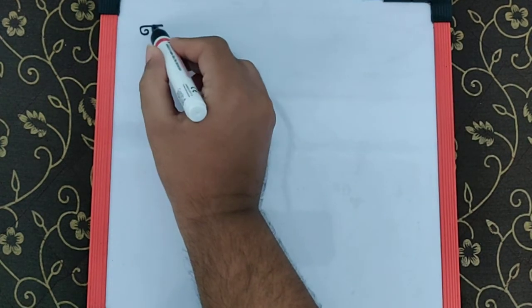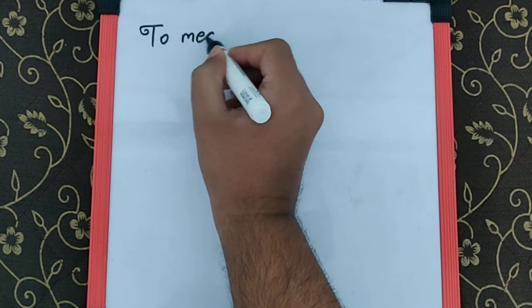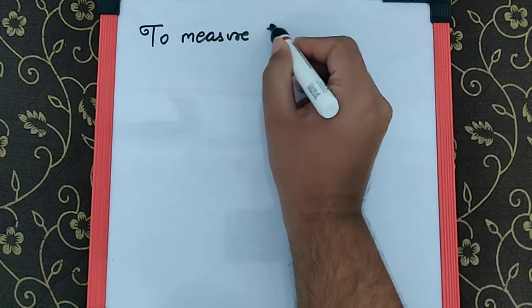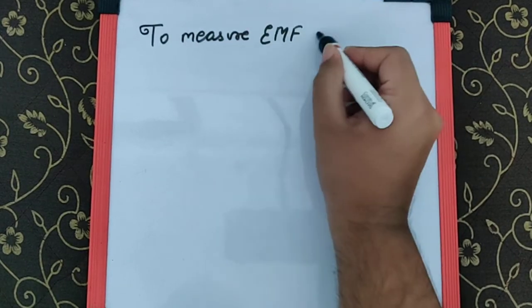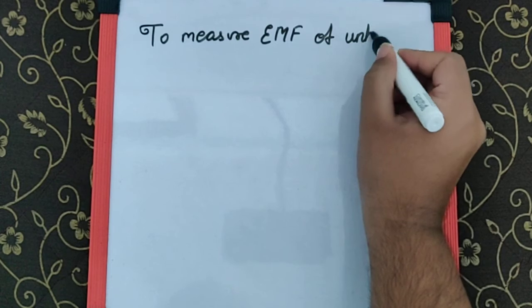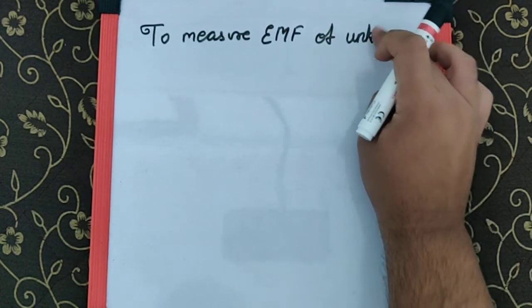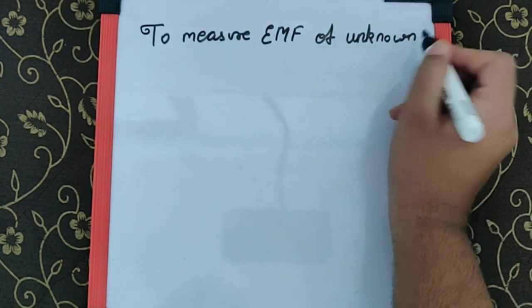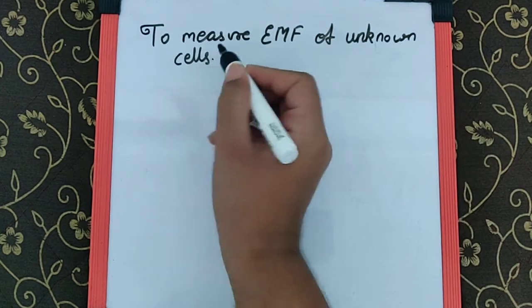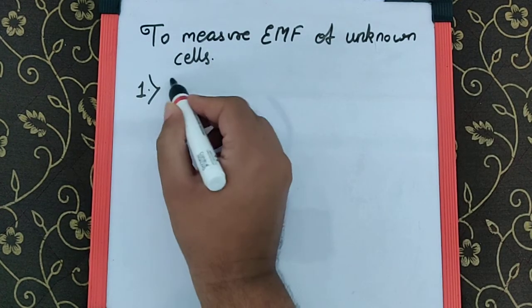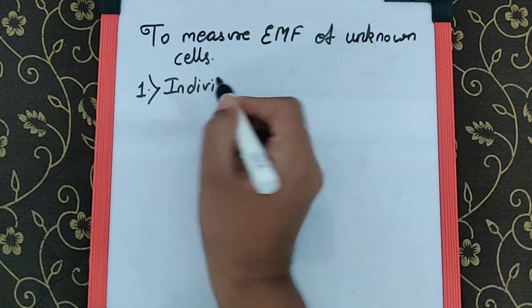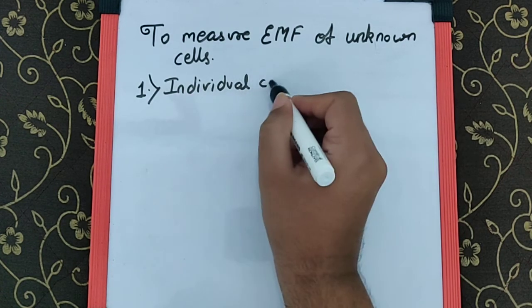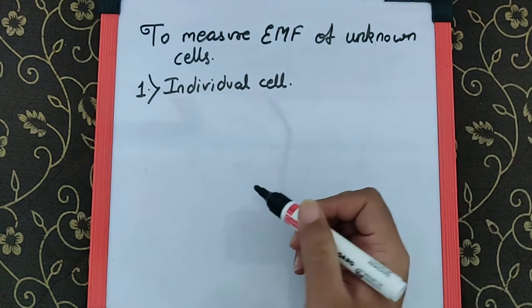Here we are going to discuss the use of potentiometer. The use of potentiometer is to measure EMF of unknown cells. Now, how do we do that? There are two methods available. First one is individual cell method.